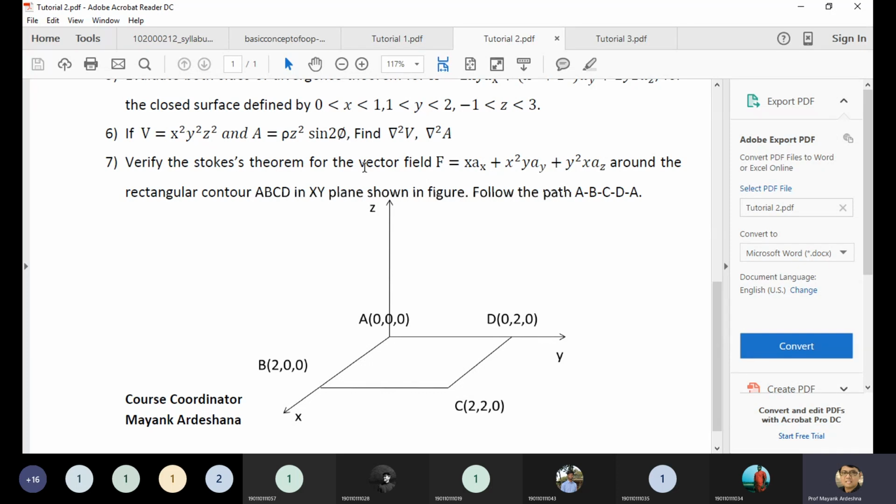So you have to move the path from A to B, B to C and C to D. But for that you should know Stokes theorem, which gives the relation between the surface and line integral: the closed loop integral of del cross A dot dS is equal to the closed loop integral of F dot dl. So F is already given and you have to find out the dl, then you can prove Stokes theorem. So this is all about the second tutorial.